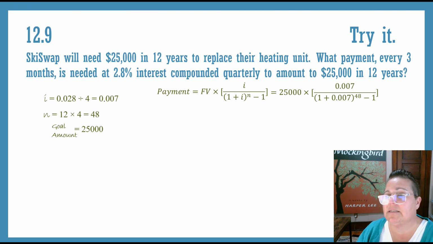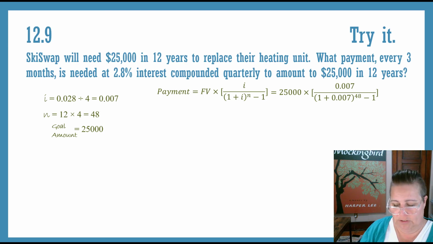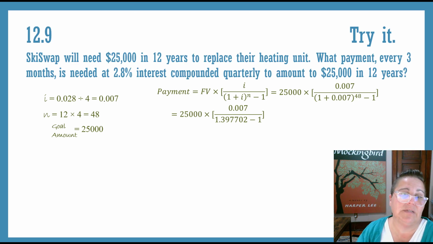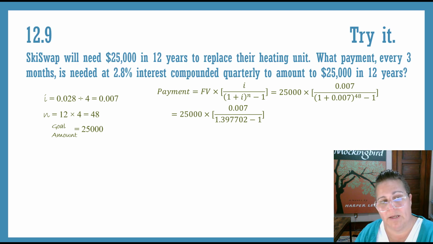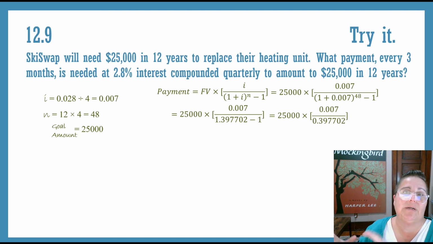Substitutions are going to look like this. I'm going to start order of operations, and I'm going to do 1 plus 0.007, and I'm going to take that to the 48th power first. That's going to give me 25,000 times 0.007 divided by 1.397702 minus 1. So now I'm going to concentrate on that denominator because I can do the 1.397702 minus 1. And that's going to give me 25,000 times 0.007 divided by 0.397702.